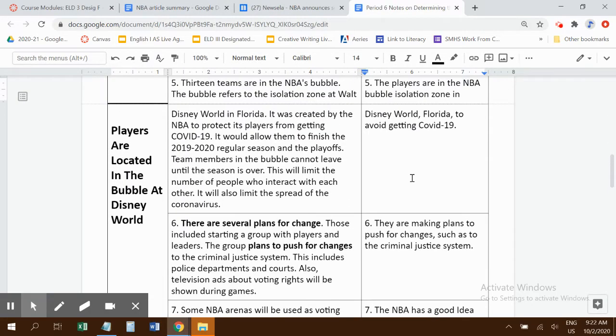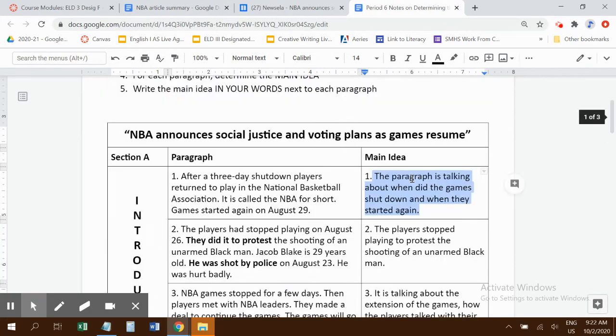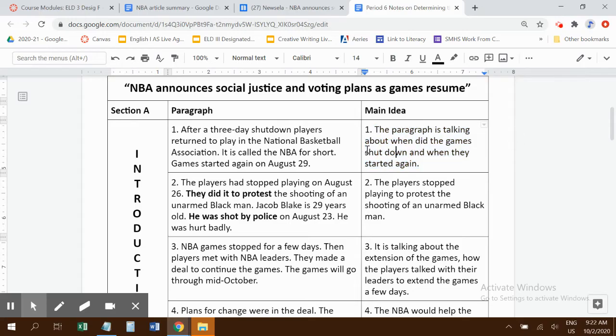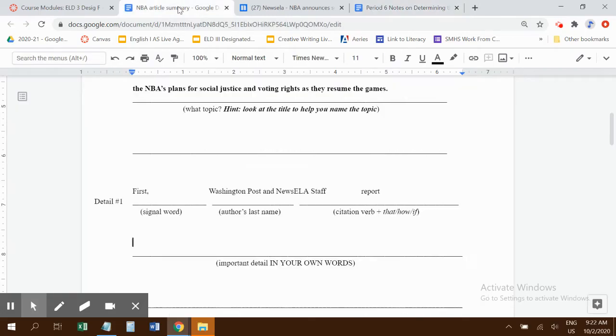I'm sorry, my computer is very slow. Reports that, I'm going to use this. Game started again. And why they stopped in the first place. This gives me enough information so that if someone is reading my summary but didn't read the article, they will understand exactly what happened. So let's continue.